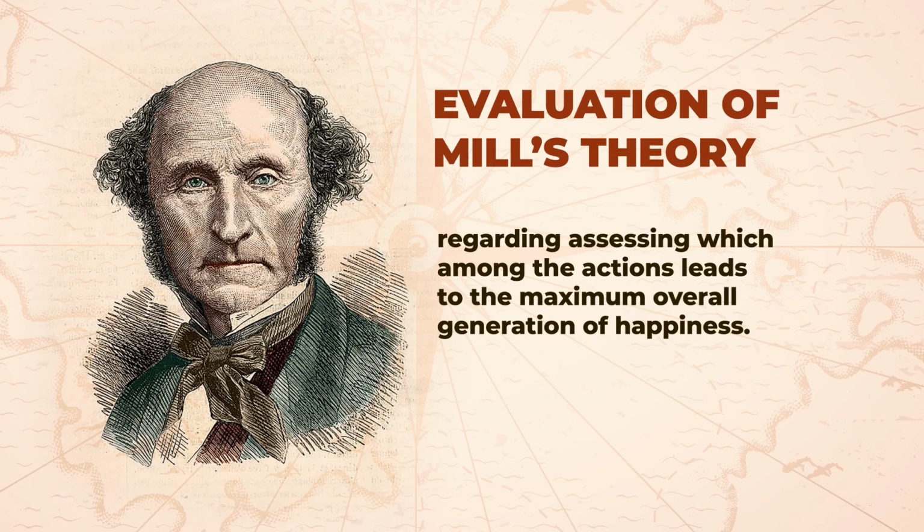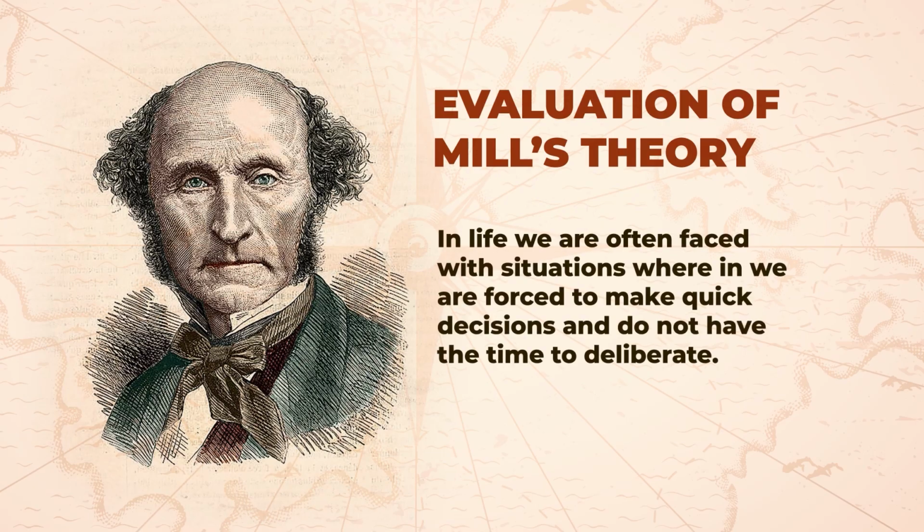Even if Mill had gone on to establish that there were good grounds to adopt utilitarianism as an ethical theory, still there are some objections regarding its application. One important point to be noted here is regarding assessing which among the actions is going to lead to the maximum overall generation of happiness. In life, we are often faced with situations wherein we are forced to make quick decisions and we do not have the time to deliberate. If that is the case, how Mill's decision regarding change in pleasures, or which pleasure should make me decide which action to pursue, remains to be seen.